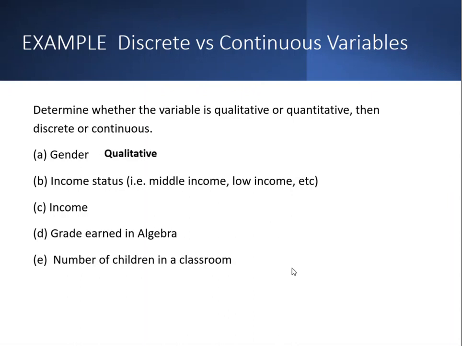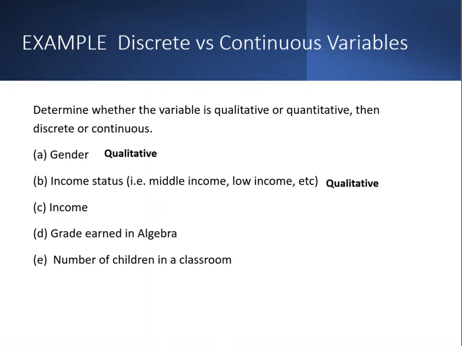How about income status? Income status, in other words, if you had to choose whether you were middle income, low income, high income, all of those again are attributes or characteristics, and therefore again would be qualitative.